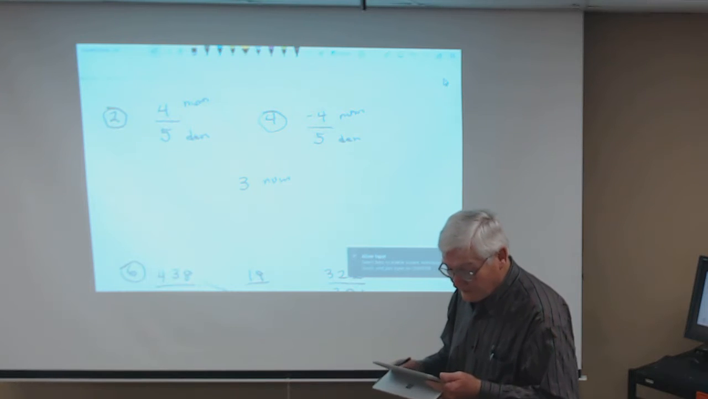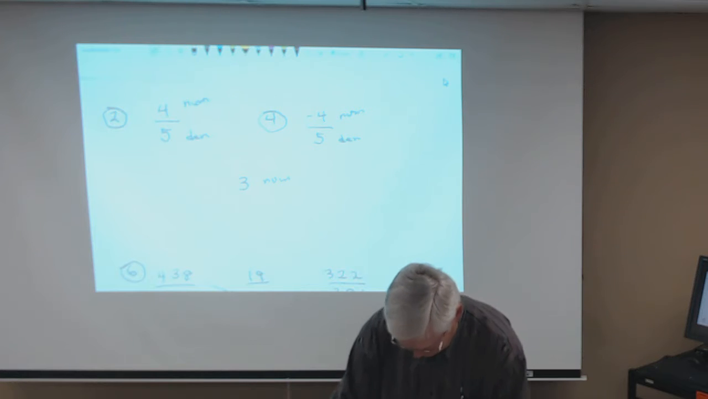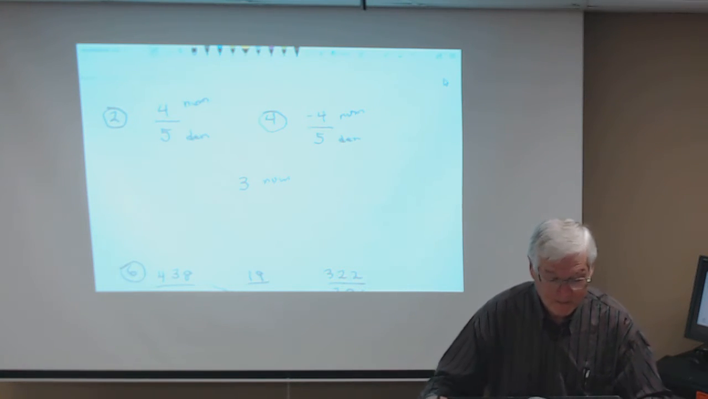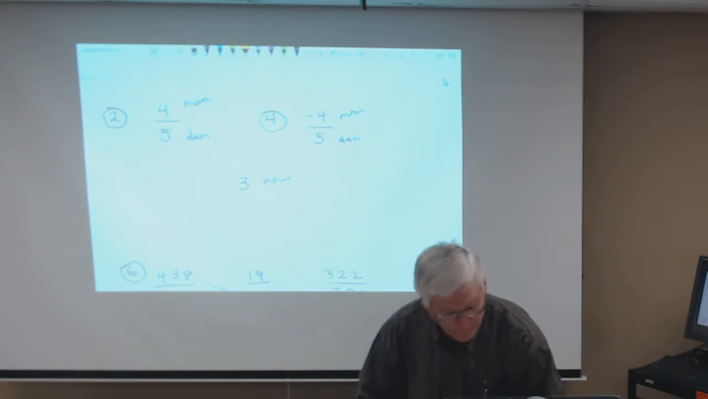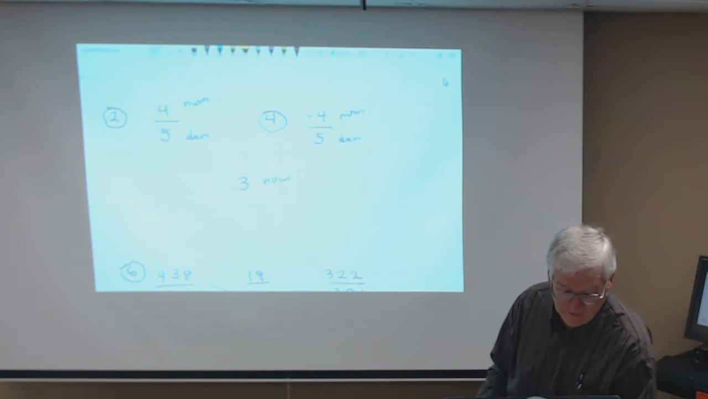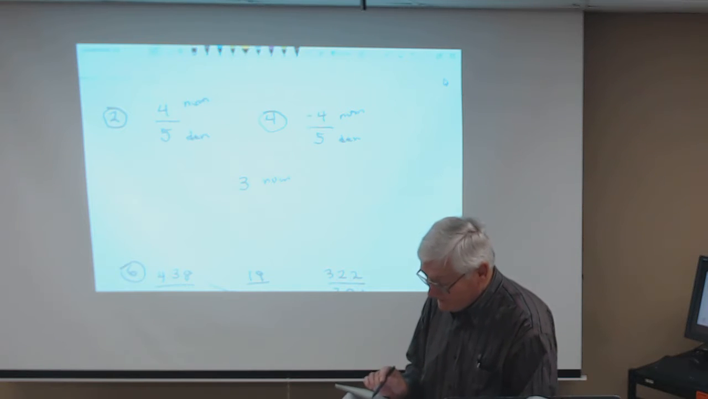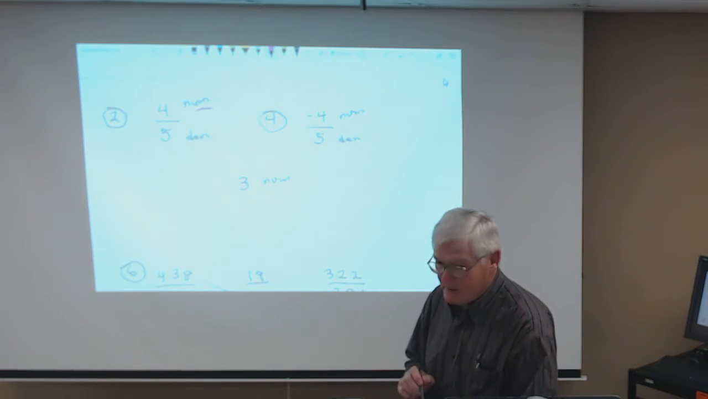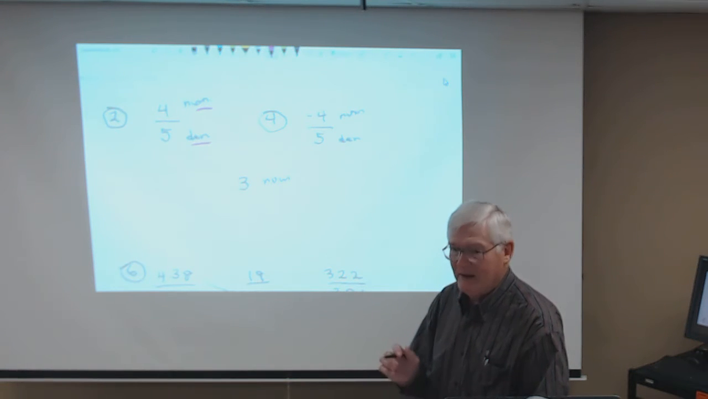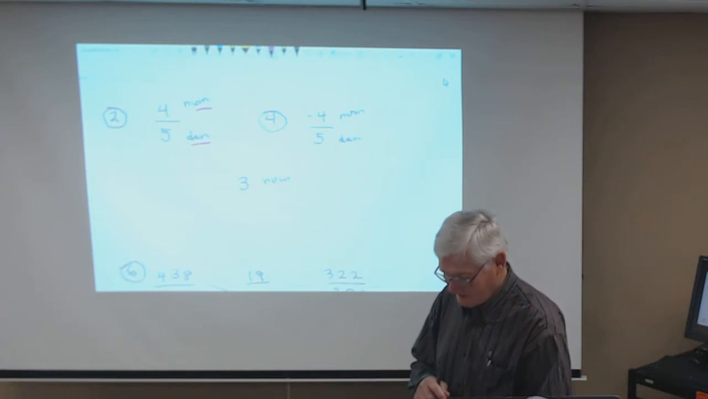Topic 5.3, page 266. In problems 1 through 4, identify the numerator and the denominator of each rational number. So problem 2: 4 is the numerator. It's telling you how many. And 5 is the denominator, or the denomination, what kind.